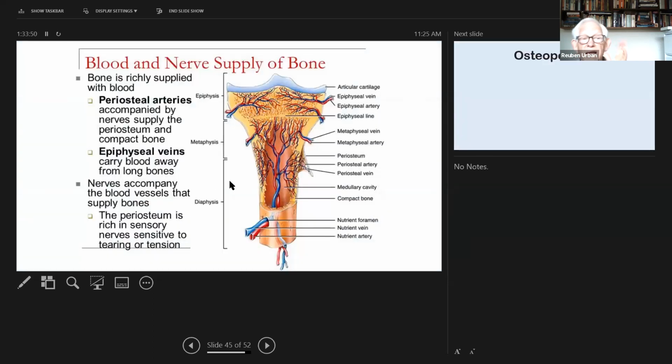Now, the blood, I've mentioned a couple of times that the bones have blood supply and nerve supply. And the coating is very rich with blood and nerves.